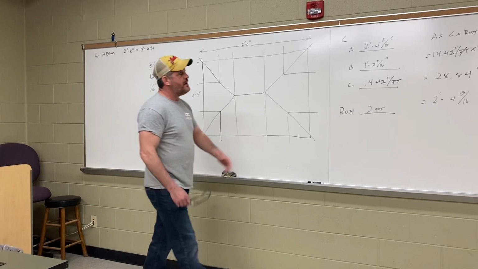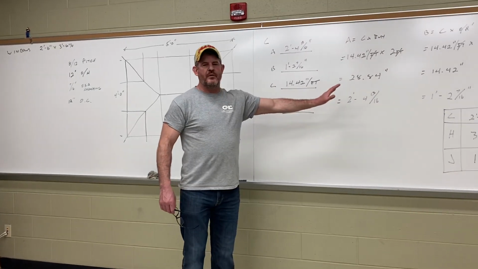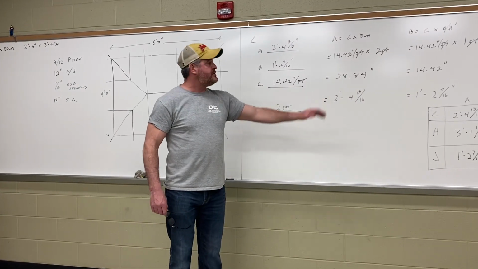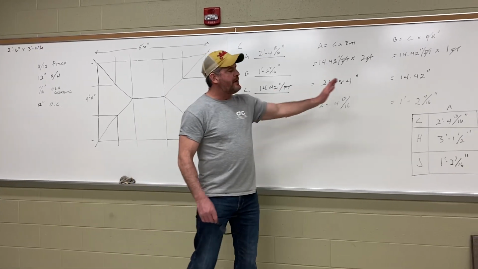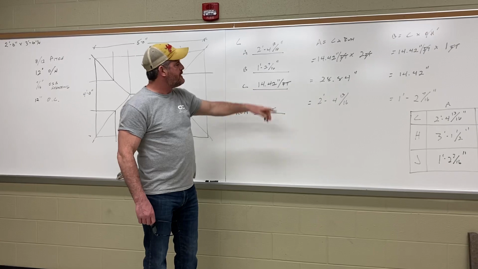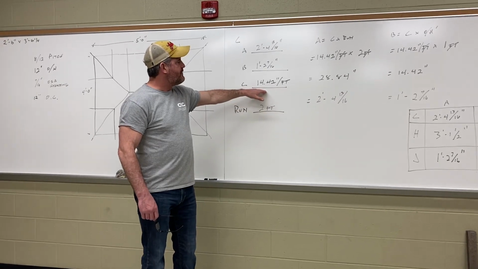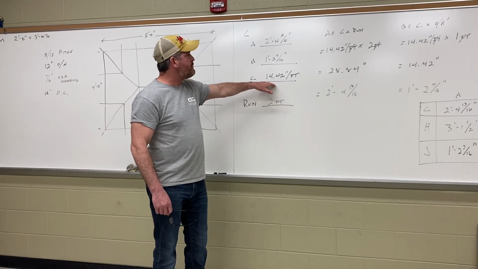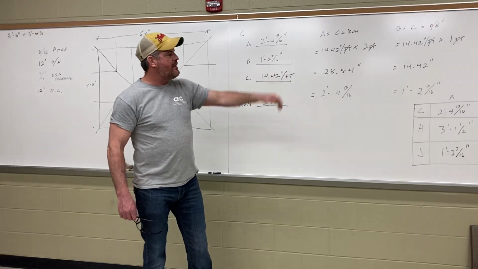12 inches on center. I've walked through all the math over here. We're not going to go through the math, otherwise the video would just be too long. We've gone through plenty of this math. So here's my common math right here. We've got a run of 2 foot. I've got my C of 14.42. From there I do my A and my B.